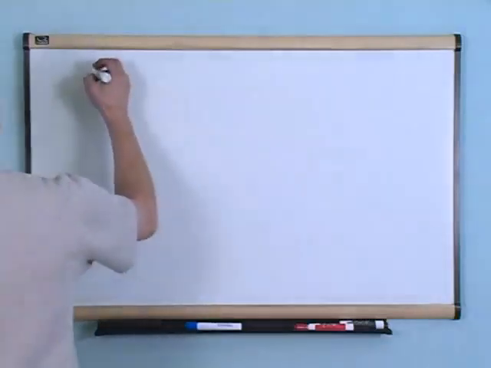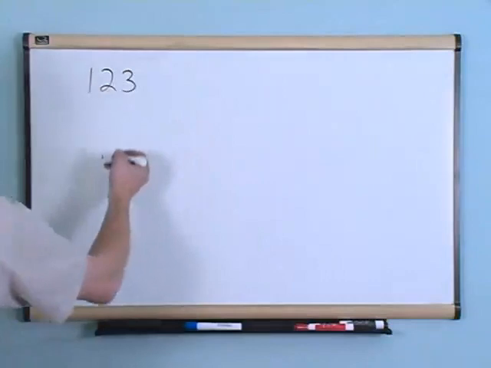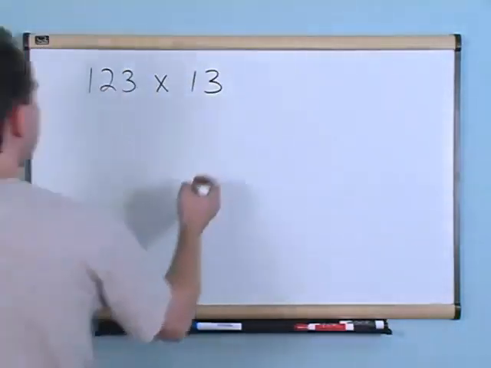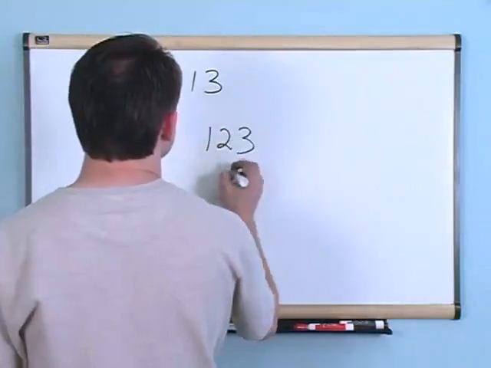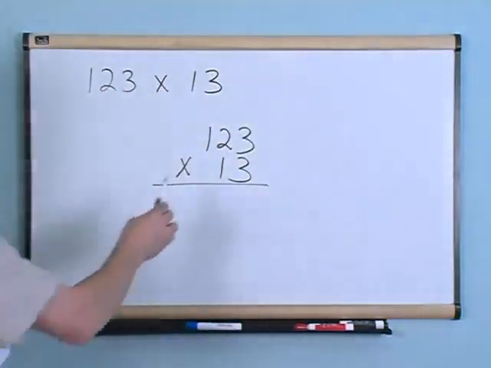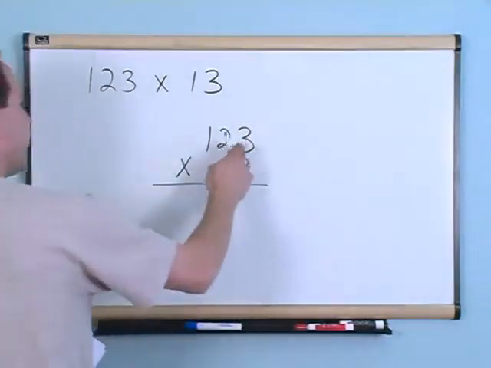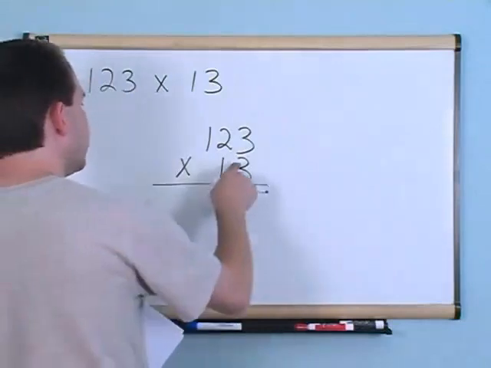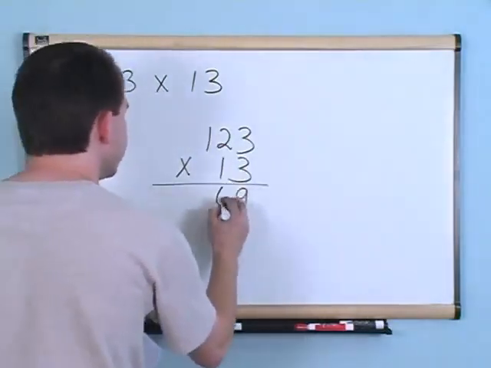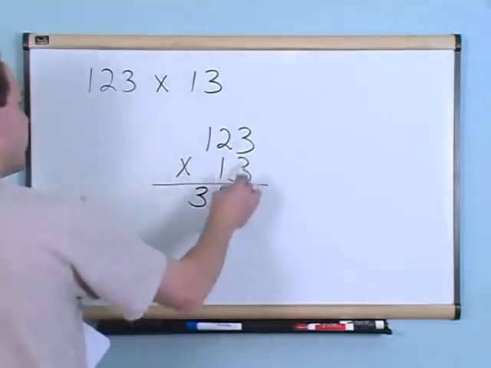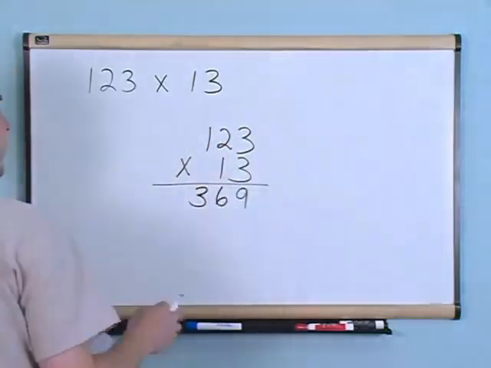What if you had 123 times 13? Okay, how would you do that? Same thing. You start at the right and go from there. 3 times 3 gives you 9. Okay, 3 times 2 gives you 6. 3 times 1 gives you 3. So you multiplied each digit by what we had on the bottom.